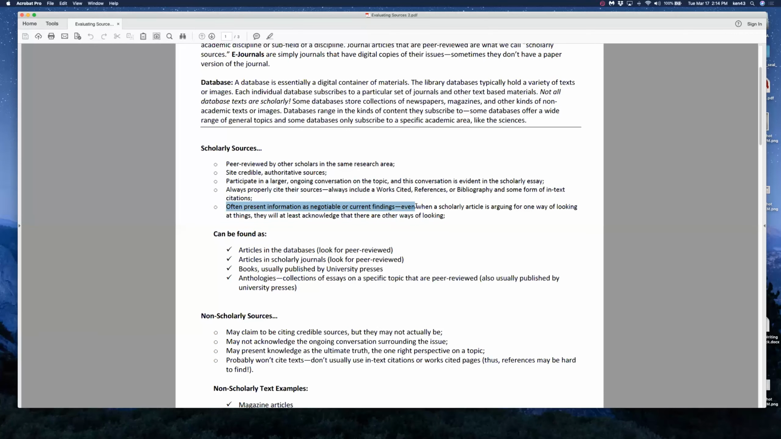And this is another part of scholarly sources that's a little bit less discussed but equally important, is scholarly sources often present information as negotiable or current findings. Even when a scholarly article is arguing for one way of looking at things, they'll still acknowledge that there are other ways of looking at that, that knowledge is evolving and that we grow and learn as disciplines, right? So even though they may be advocating for one thing, they may, for example, offer a set of limitations. Why was their study or research limited?